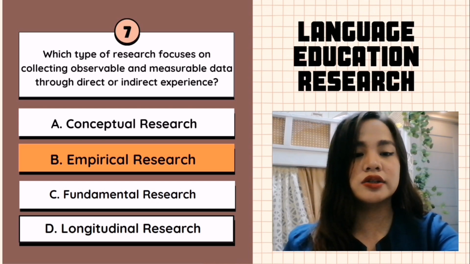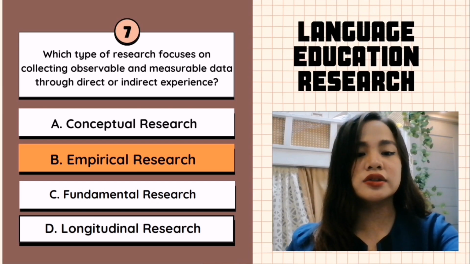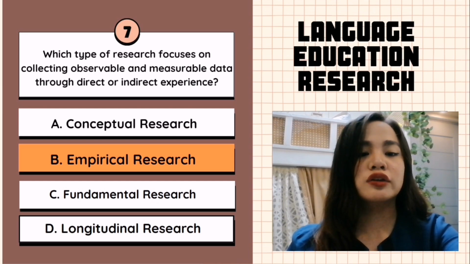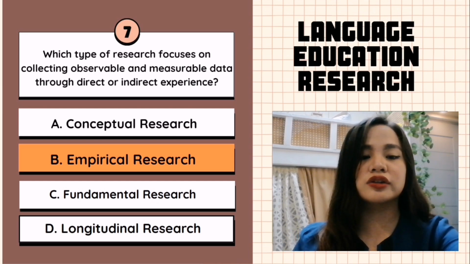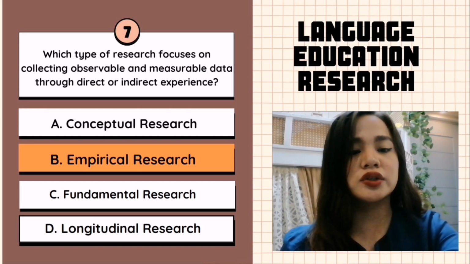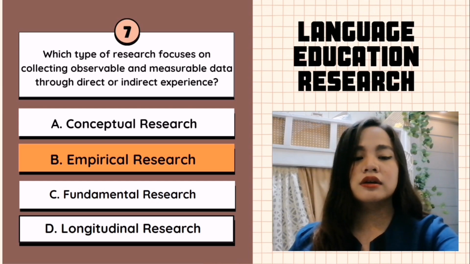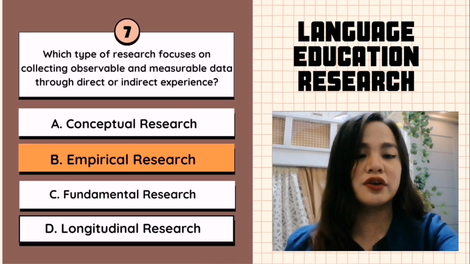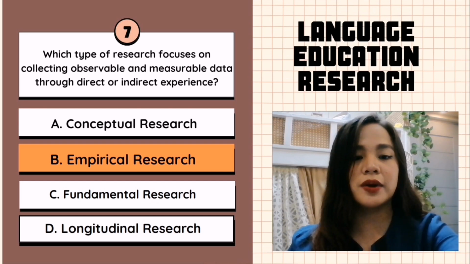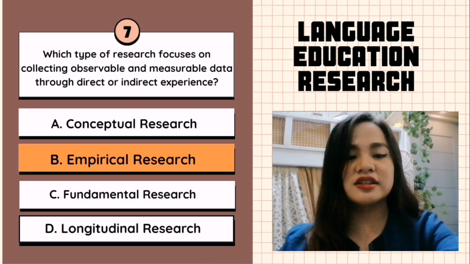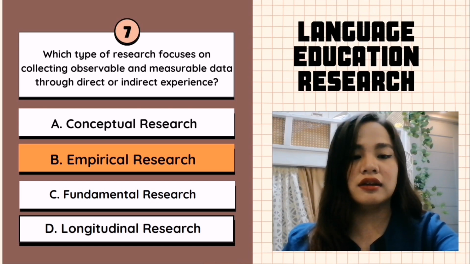Letter C, fundamental research, is also incorrect because it is also called basic research, which is aimed at increasing general knowledge or theoretical understanding without direct application. It may involve empirical methods, but it does not specifically focus on data collection like empirical research. Letter D is also incorrect, longitudinal research, because it focuses on studying the same subject over a long period to observe changes. It can also use empirical data, but the defining feature is duration over time. It is not just data collection.